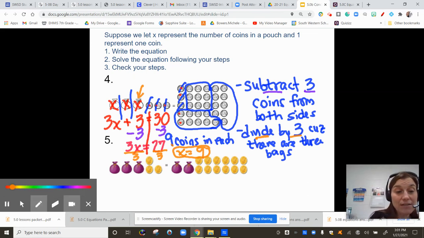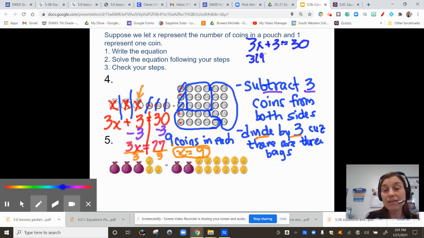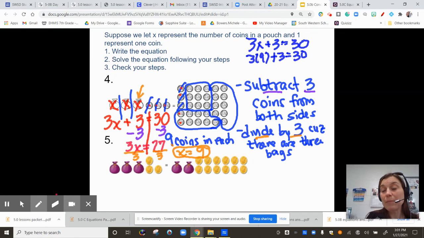And I can check this by going back through and seeing if this works. So 3x plus 3 should equal 30. Well, is that true if I use 9 as x? Is 3 times 9 plus 3, does all of that equal 30? Is that true? Well, 3 times 9 is 27, and 27 plus 3 is 30. So yes, it is true. 30 does equal 30. So it checks. I was able to maintain equality.